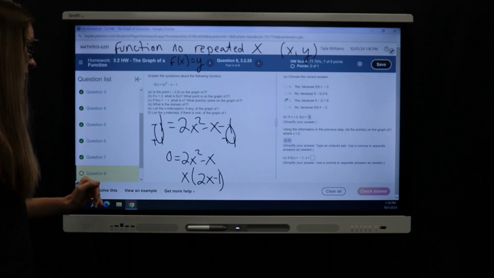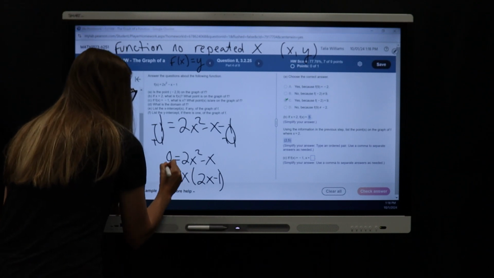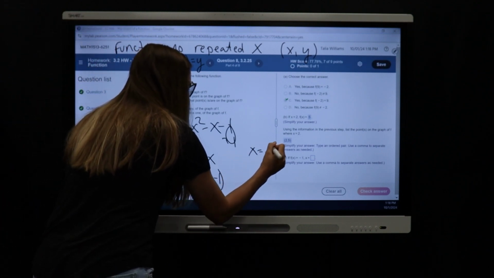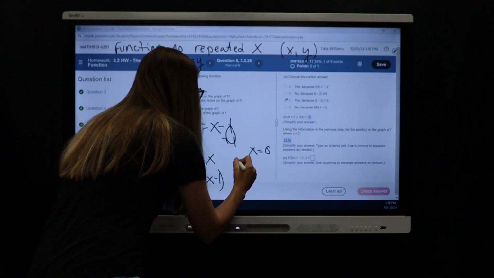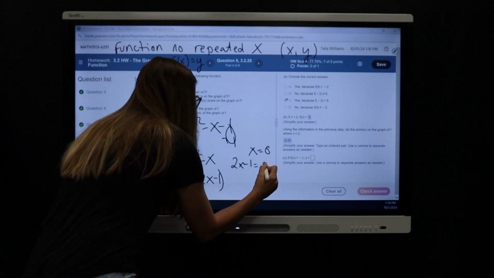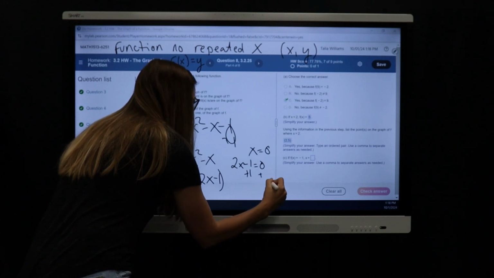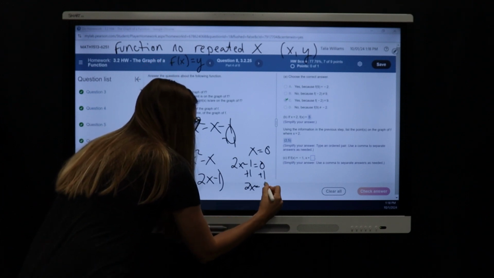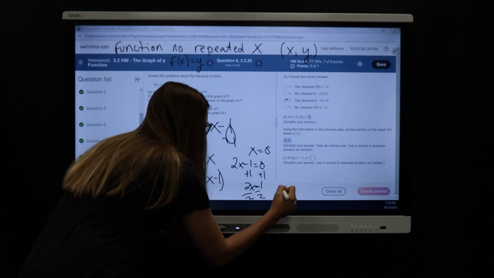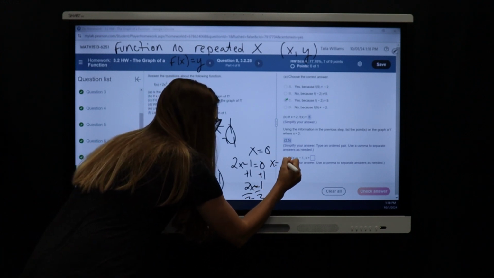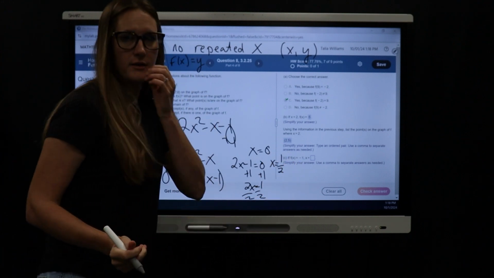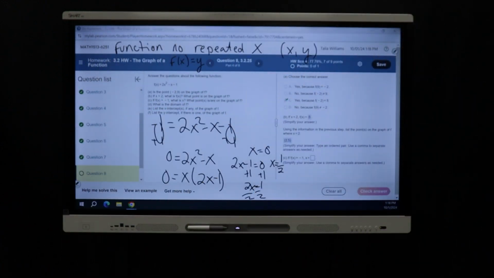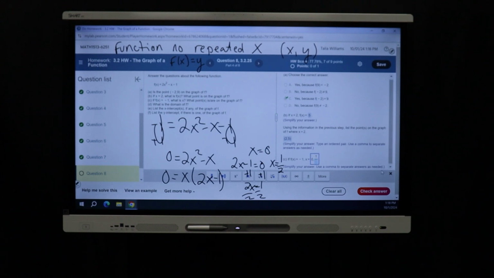And then we set both of these equal to 0. So I'm going to have x equals 0. And then we have 2x minus 1 equals 0, and we have to solve this one. So 2x equals 1, divided by 2. So x equals 0 and x equals 1/2. And separate answers with a comma as needed.